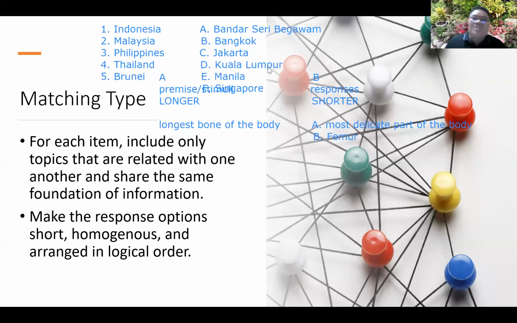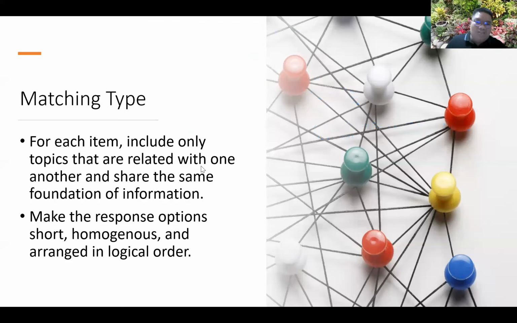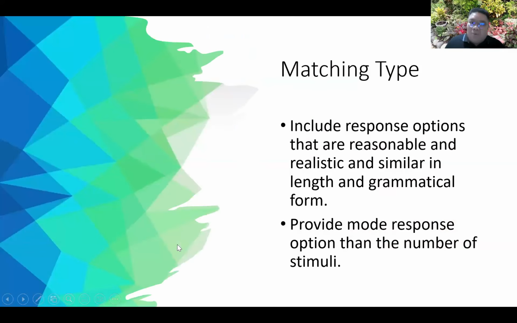This means, class, do not hide the correct answer from your students. We make it easy for them to see it by having a logical order of our choices. Other than that, we include responses that are reasonable and realistic and similar in length and grammar.